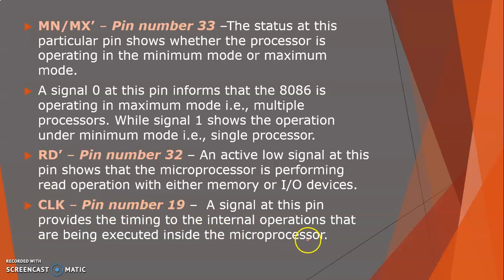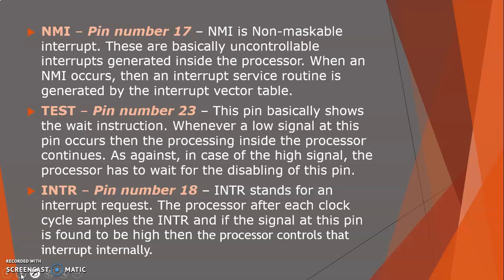Clock, pin number 19. A signal at this pin provides the timing to the internal operations that are being executed inside the microprocessor. RD मतलब क्या कि कौन रीड ऑपरेशन हो रहा है either in मेमोरी और इनपुट आउटपुट डिवाइसेस, तभी एक्टिव लो सिग्नल रहेगा. क्लॉक मतलब क्या इंटरनल ऑपरेशन चल रहा है, कौन से टाइमिंग के ऊपर, are being executed inside the माइक्रो प्रोसेसर.